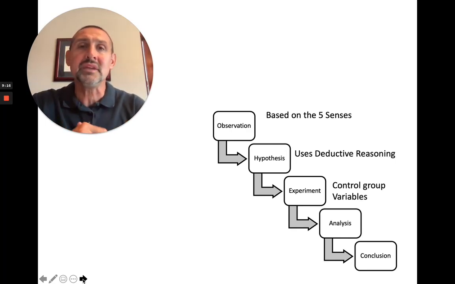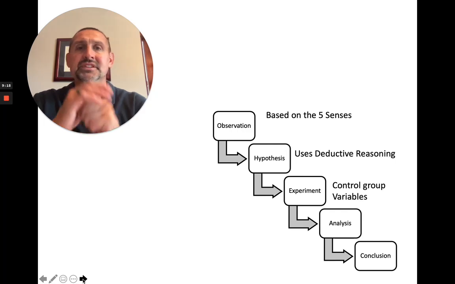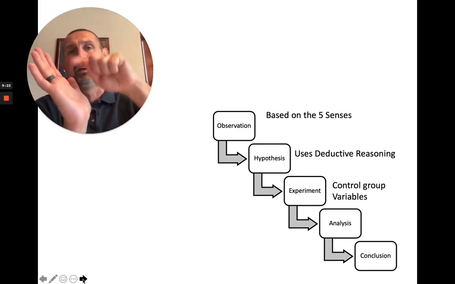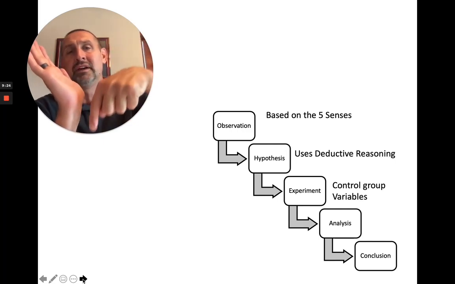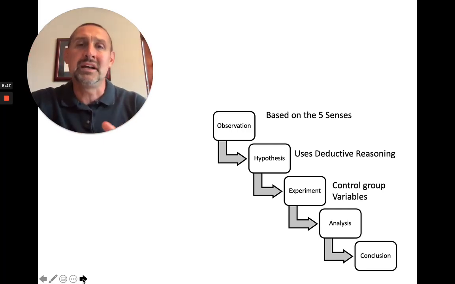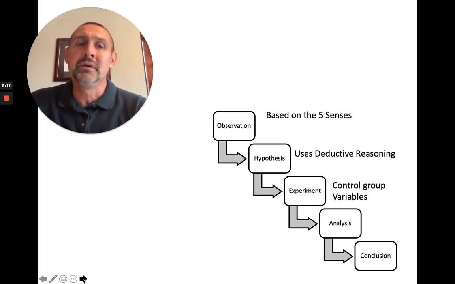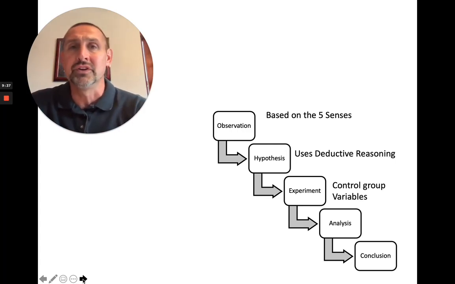discover. Inductive reasoning is the opposite. We look at the facts, and from the facts and data that we uncover, we form a conclusion. The way science works is we come up with a hypothesis, and then we see if the evidence supports it. Deductive reasoning. When we design an experiment, we want to make sure that we include a control group.